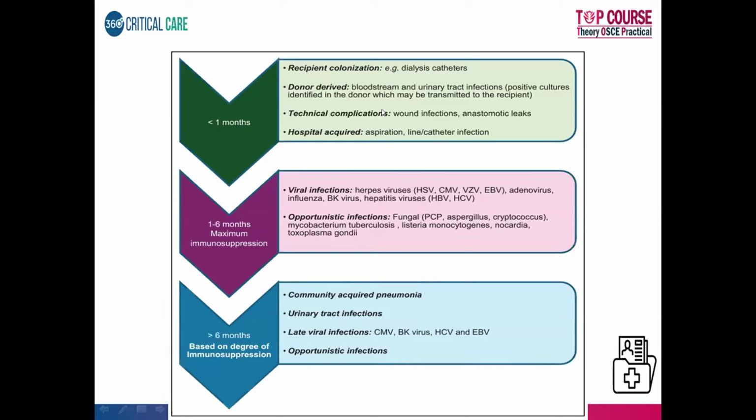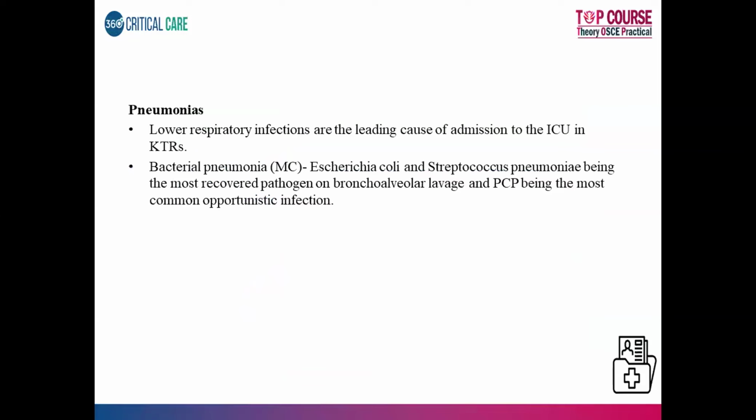Post 6 months, what could be the most common ones? It could be community acquired pneumonia, UTIs, late viral infections, and late opportunistic infections. So when they ask about infections, you have to put this diagram. Now, as I told, the most common infections are the pneumonias followed by UTIs, right?